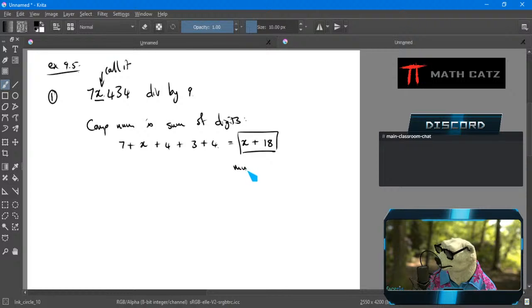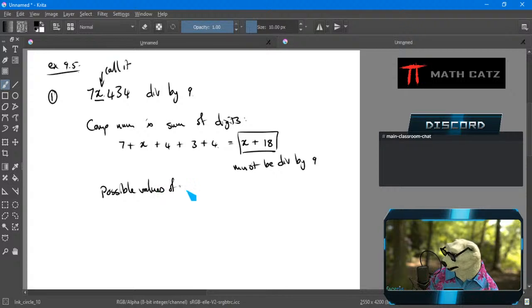So this must be divisible by 9 if the original number is divisible by 9, which it is. So now I have much fewer options for x. So my possible values of x are 0, because then the comparison number would be 18, which is good with 9. But I can also use a 9, getting me up to 27, which is also divisible by 9, and that is it. What's this line doing here?